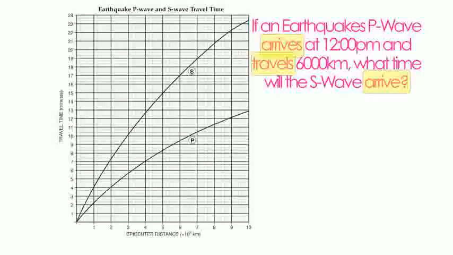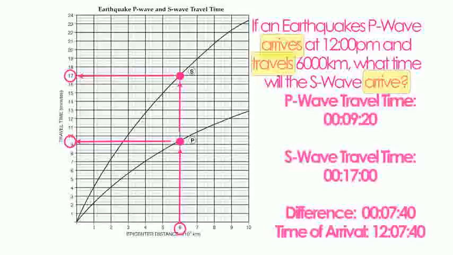So you find 6,000, you follow it straight up to your P wave. P wave is going to take 9 minutes and about 20 seconds to travel 6,000 kilometers. Your S wave is going to take 17 minutes to travel 6,000 kilometers. What you do with those times is you subtract them. Once you subtract them, you will get a difference of 7 minutes and 40 seconds. If the P wave arrives at 12 p.m., the S wave is going to come in 7 minutes and 40 seconds later, so it's going to arrive at 12:07:40.